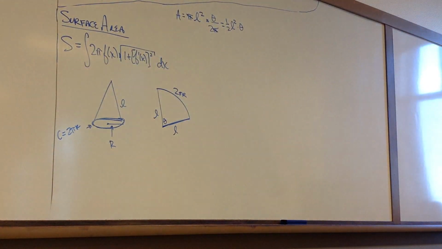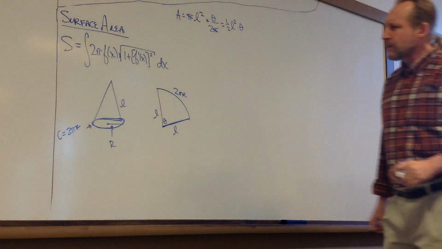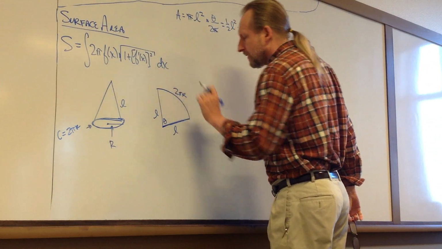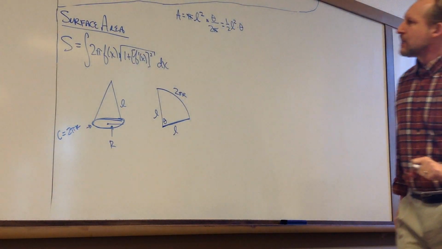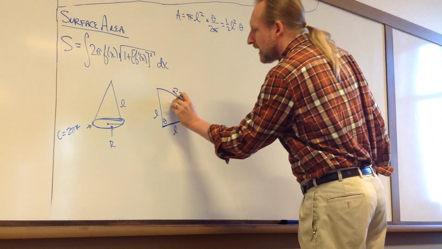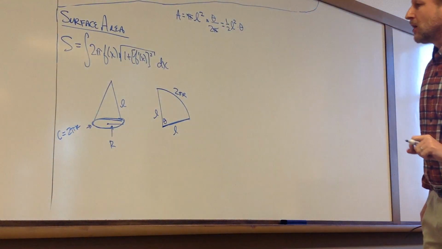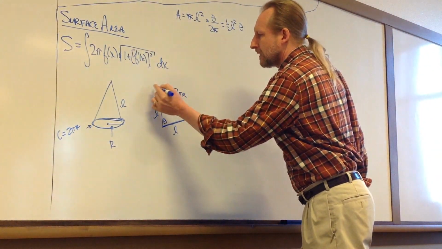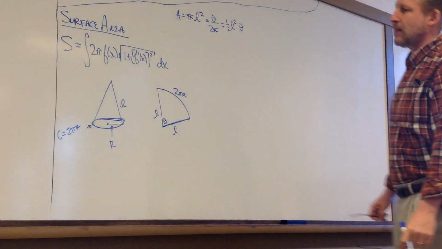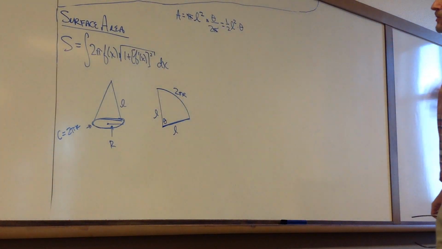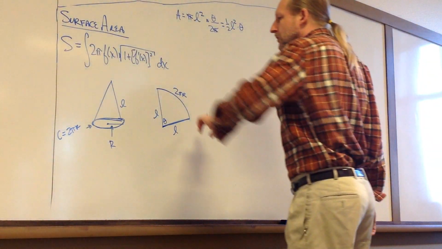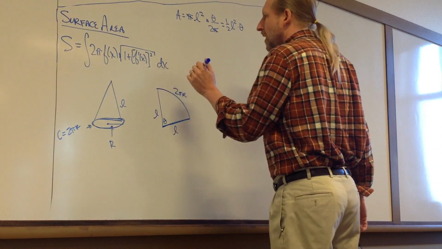Let's see. Oh, we also want to relate theta and this 2 pi r over here. So just like we did with the area of this piece right here, we also want to think about this length, that length of that part of the circumference. So again, it's going to be proportional to the whole circumference.